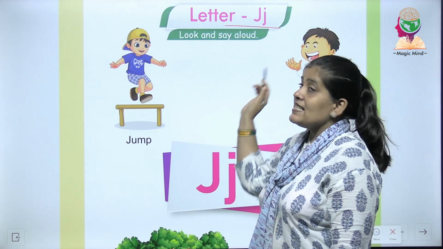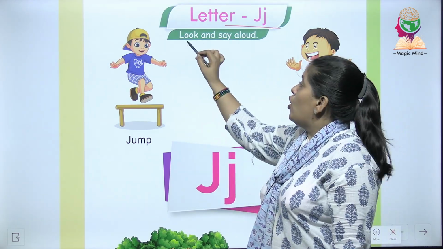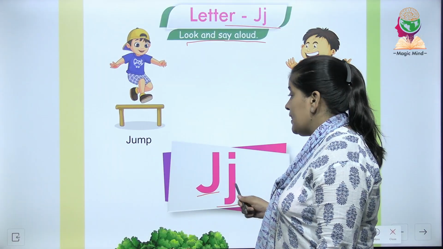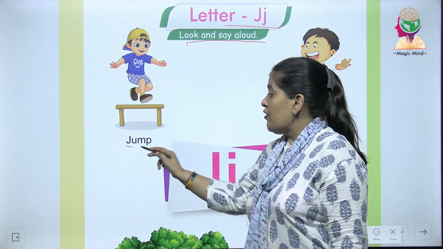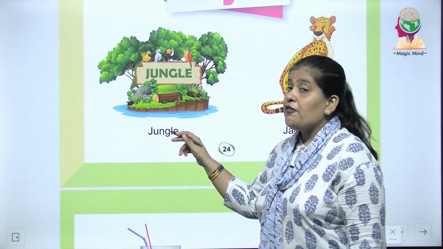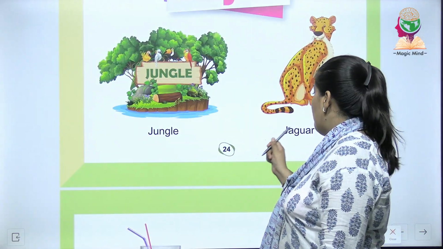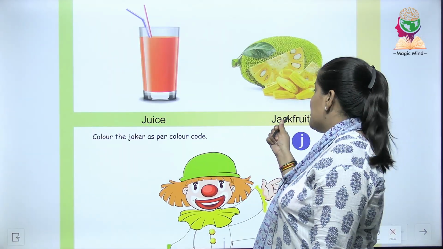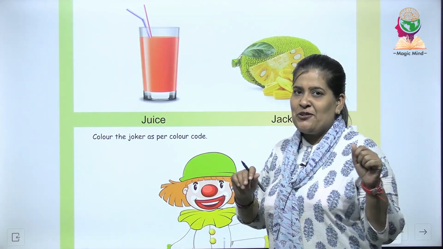Now the next letter is letter J. Look and say aloud. This is capital J and this is small j. J for jump, J for joy, J for jungle and J for jaguar. J for juice and J for jackfruit.